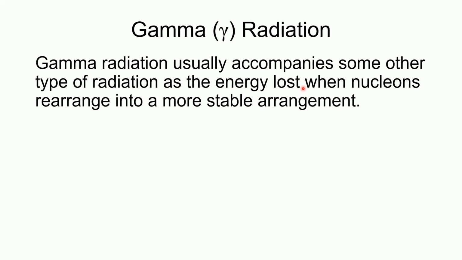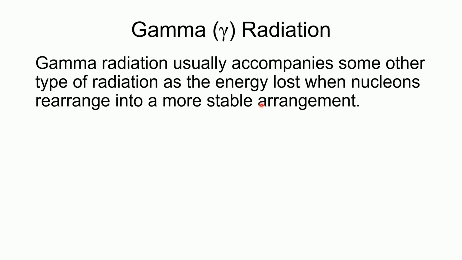Next, we'll look at gamma radiation. Gamma radiation is something that's a little bit more familiar because it is electromagnetic radiation, so it is something that you have heard of. Gamma radiation usually accompanies some other type of radiation, as the radiation lost when nucleons rearrange themselves into a more stable arrangement.